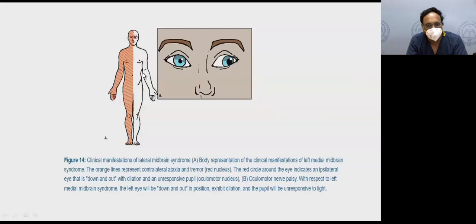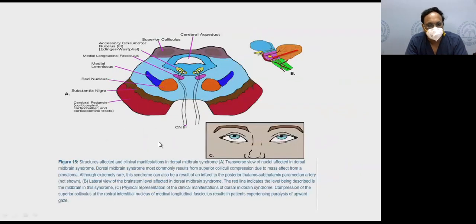In most brainstem syndromes, look at the eye first, because the eye is more important. You have Horner's or INO. Horner's is lateral, INO is medial. By this we can know where the lesion is. In the midbrain, if the eye is out and dilated, it is in the midbrain. So this is the involvement.